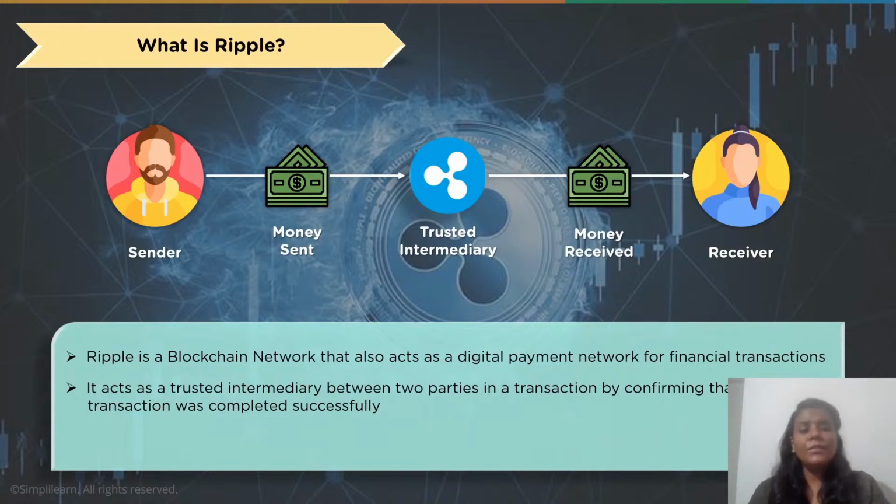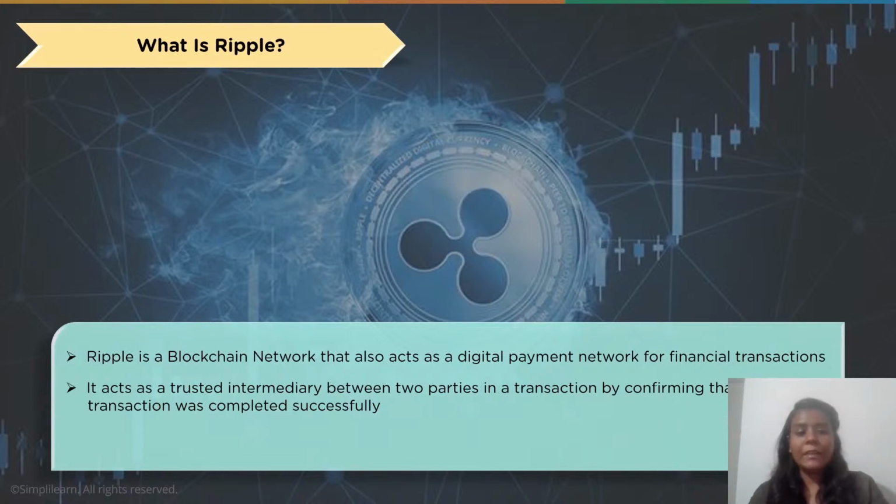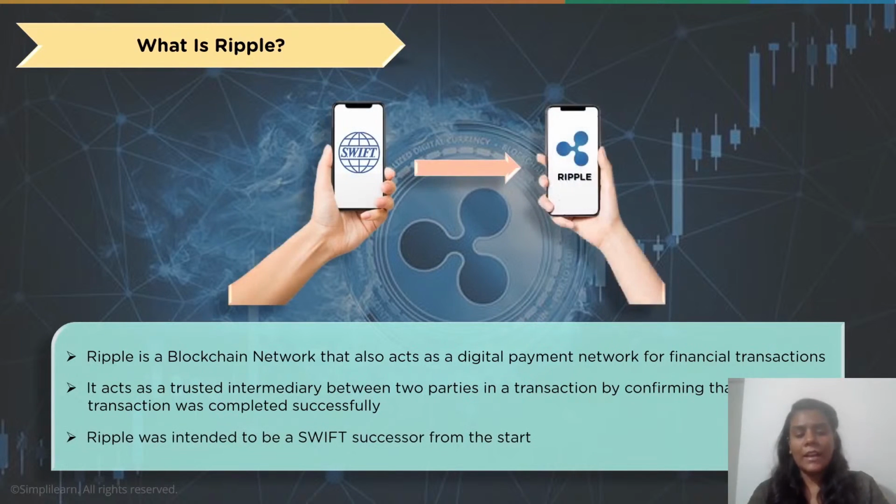So when users utilize the network to make a transaction, the network takes a modest charge in the form of XRP. And Ripple was built from the ground up to be a successor to SWIFT, a leading money transfer network, or to otherwise replace the sentimental layer between large financial institutions.